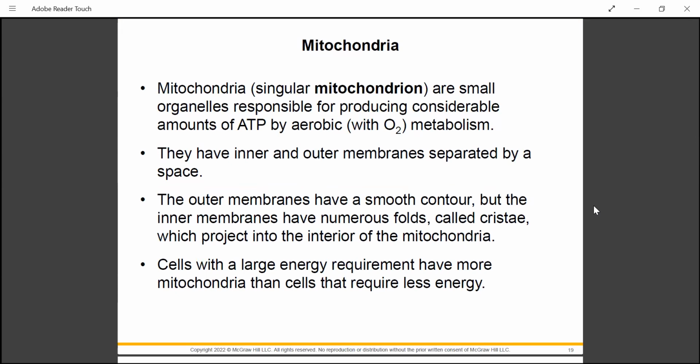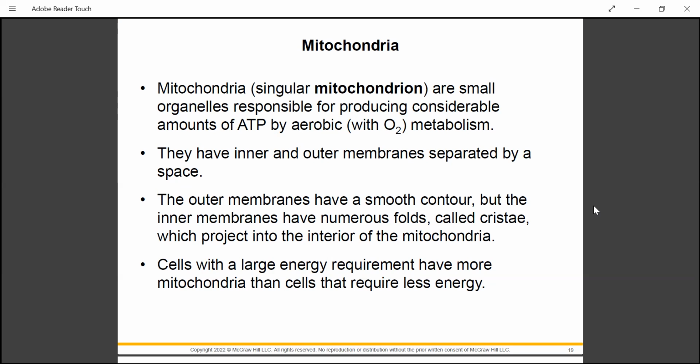All right, mitochondria. Some of you may have heard the corny saying, mitochondria is the powerhouse of the cell. These are our organelles that are responsible for producing a lot of our ATP. This is done with aerobic metabolism, meaning that we have enough supply of oxygen to make this happen. They have both an inner and an outer membrane with space in between.